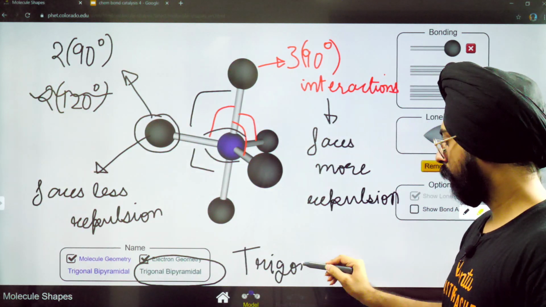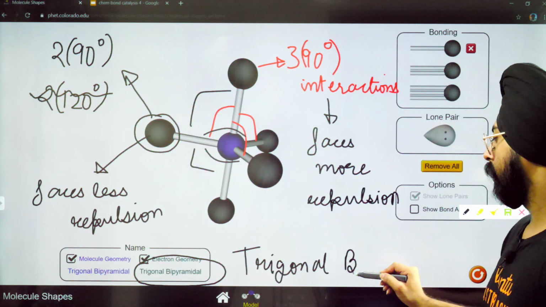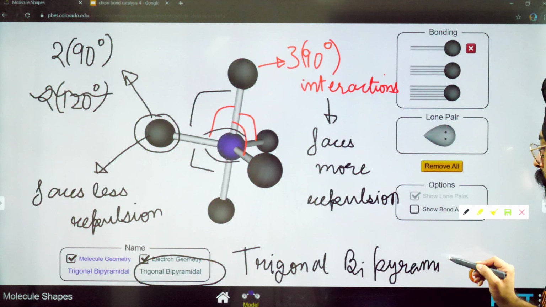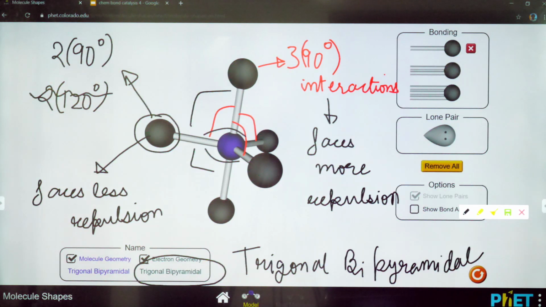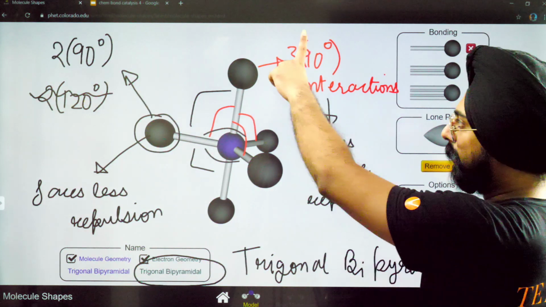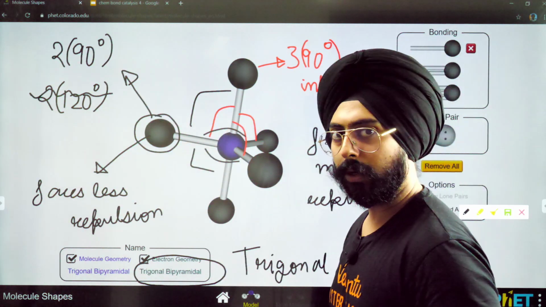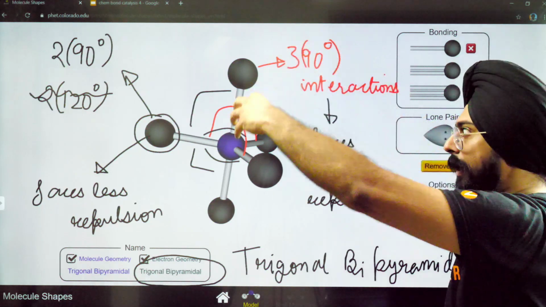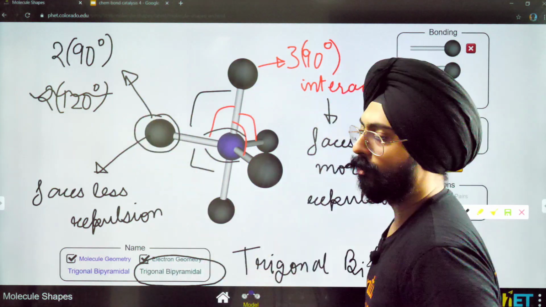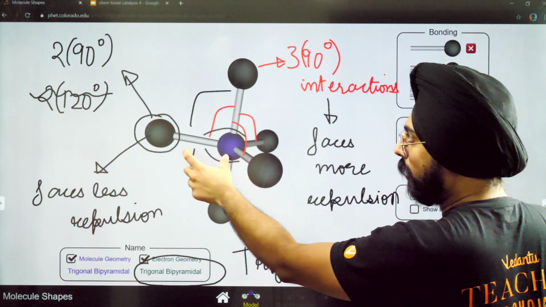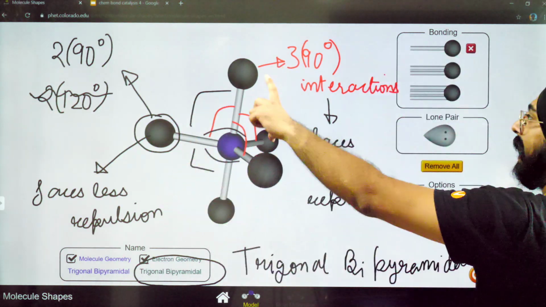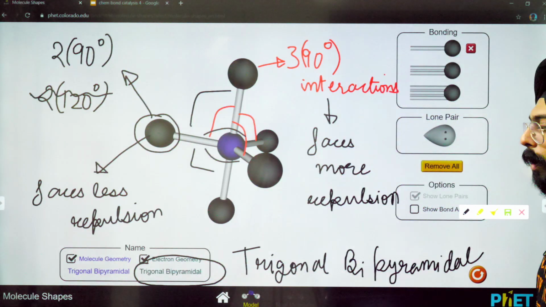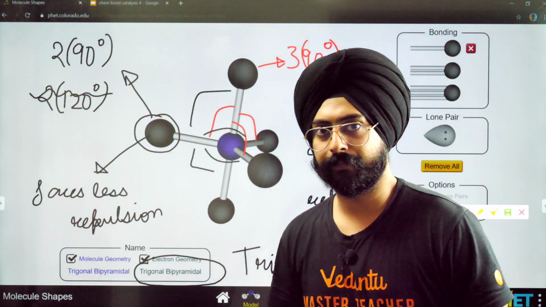Trigonal bipyramidal. Cool. More repulsion in the axis, less repulsion on the equator. That's why, since this is getting repelled more, it will exist far. This is getting repelled less, it will exist close. That is why equatorial bonds are shorter in length, axial bonds are longer in length. That is true for a trigonal bipyramidal geometry. Got it?